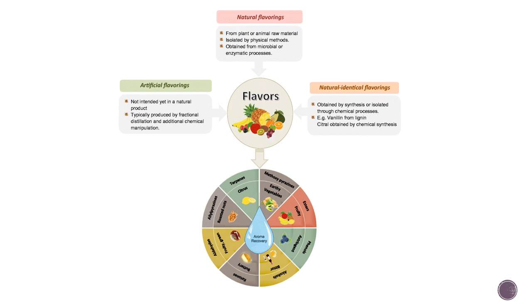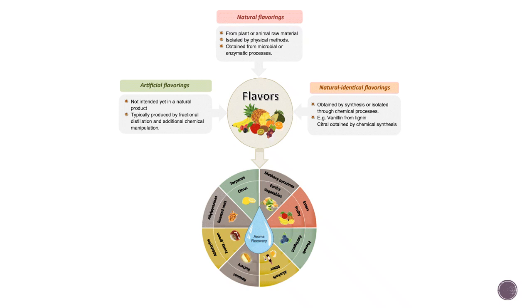There are different kinds of flavoring systems available in the market. The flavoring systems can be obtained through natural and synthetic means. Natural means from plant or animal raw material. It is isolated by physical methods, and also obtained from microbial or enzymatic processes. Then some nature-identical flavors are available. They are also synthesized or isolated through chemical processes.